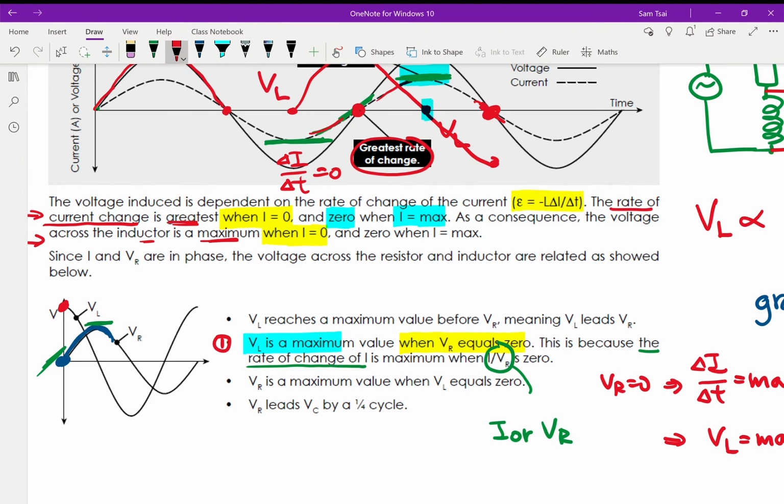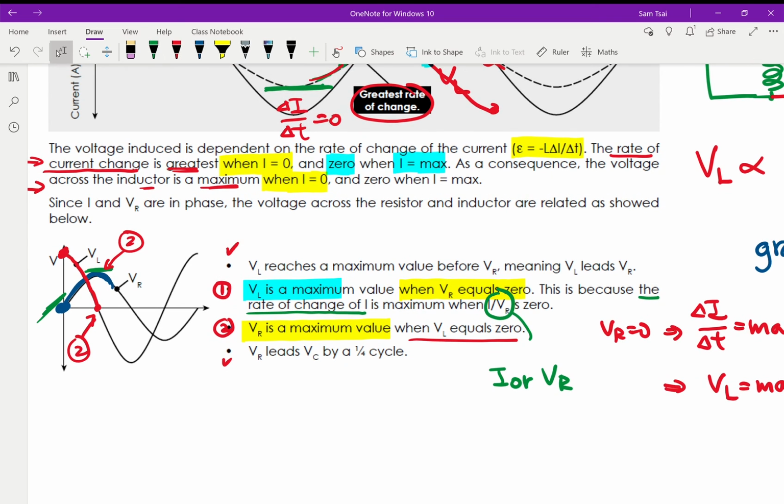So our VL is decreasing, and when VR is maximum, we go to the second one. VR here is maximum and VL drops to 0, so this is the second point. Then VL reaches maximum before that. I think these two statements just want to tell you it is opposite to ICE.